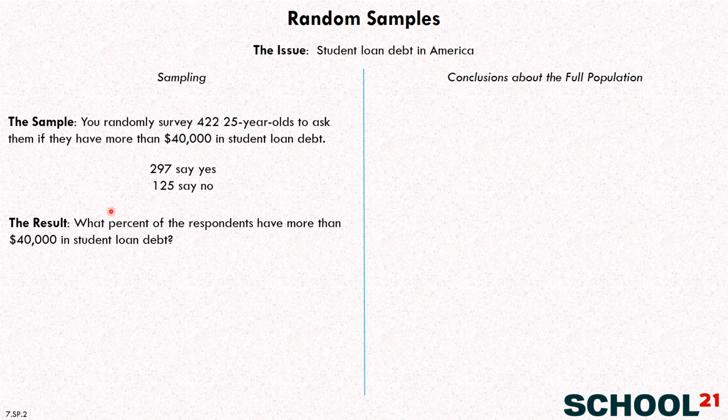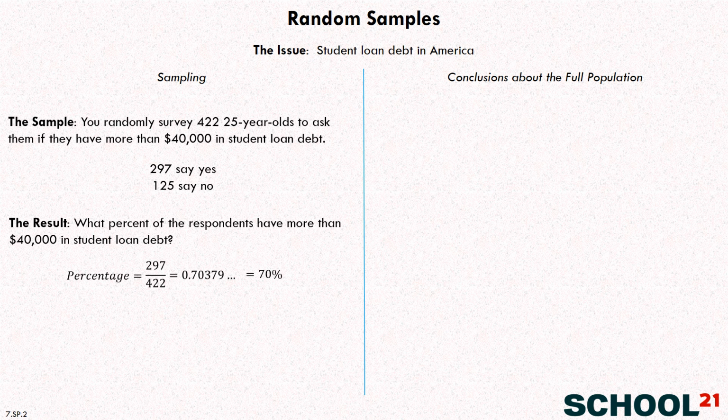Well, one of the ways is to say what percent of the respondents have more than $40,000 in student loan debt. How would you calculate that? Yeah, that's right. You would divide the 297 by 422. So let's go ahead and make that calculation. And if we did that with a calculator probably, or you could do it by hand, you get 0.70379. So what's that as a percentage?